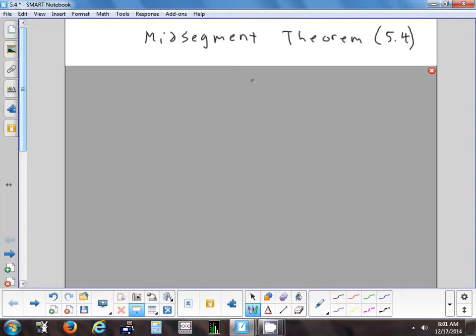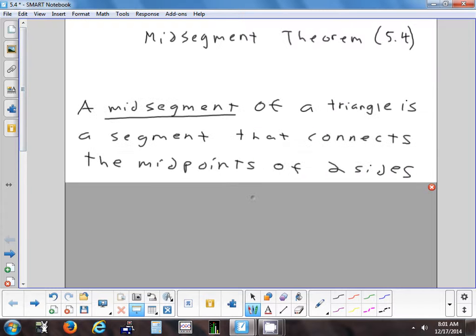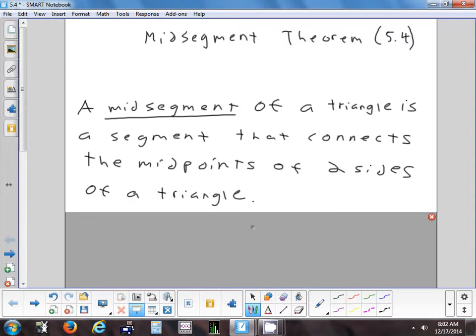We're going to take a look at the mid-segment theorem, okay? And we'll talk a little bit about what these segments are, they have some special properties in terms of how long they are and comparing them to other sides in the triangle. So a mid-segment is basically a segment that connects the midpoints of two sides. That's it. A mid-segment is a segment that connects the midpoints of two sides of a triangle.